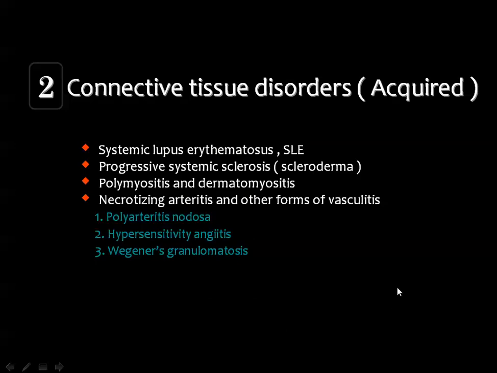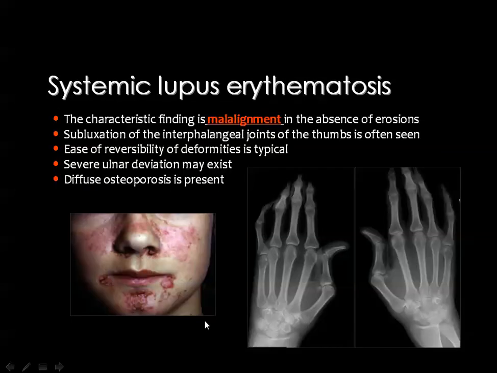Then we have finished with the first group of polyarthritis of unknown etiology. We came to the second group of arthropathies, which are the connective tissue disorders that are acquired. And here we want to discuss systemic lupus erythematosus, the progressive systemic sclerosis, or the scleroderma. There are other forms that will not be discussed in this topic.